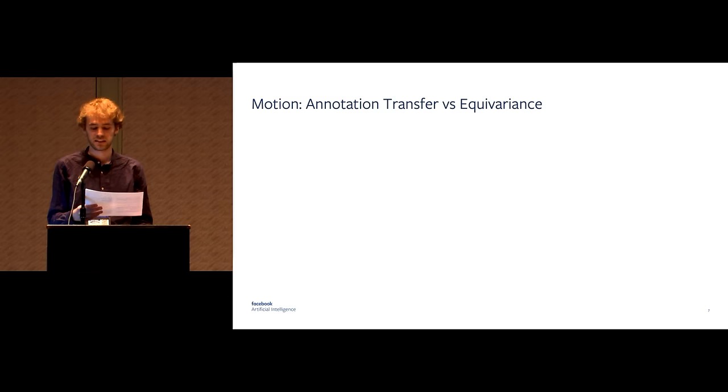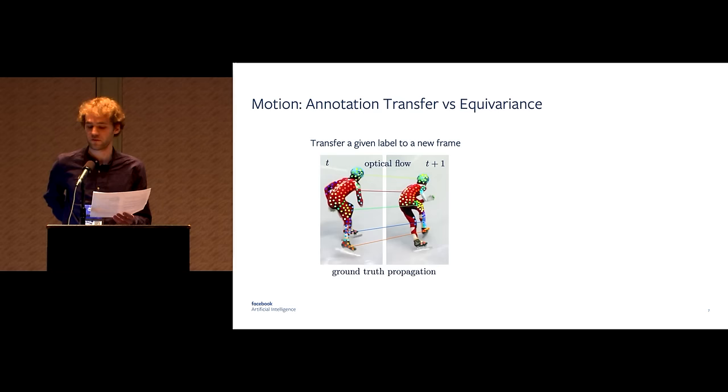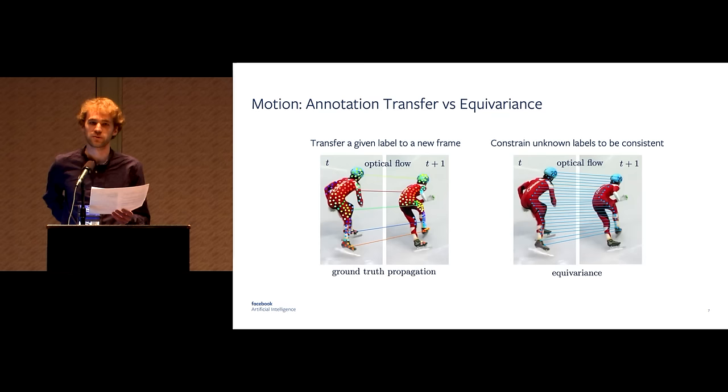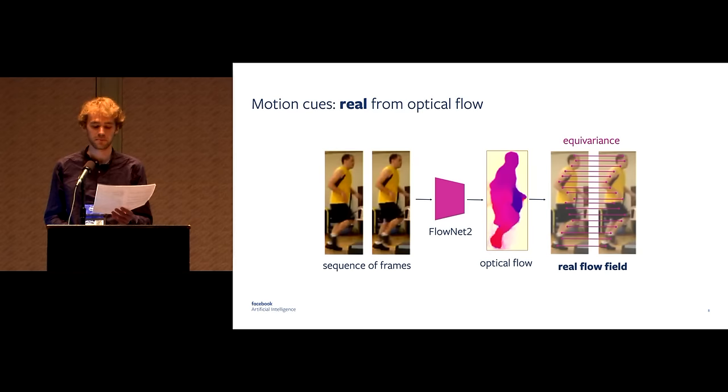As we have indicated before, annotating fewer images is detrimental, but we can multiply our annotations for free by using motion to propagate labels between frames. This is shown in the figure where optical flow is used to map annotations from the first frame to the second frame. However, this still requires having one annotated frame. The alternative is to force the equivariance of predictions across corresponding points, and then this no longer requires any ground truth.